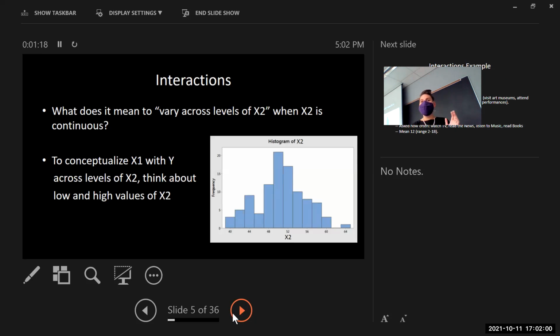What would it mean here if I have a continuous x2 variable and I want to say an interaction with this? The way that I want you to think about it, that I think will help you understand it, is to think about a really low value of x2 and a really high value of x2. So maybe the min and the max, or just low on this and high on this.